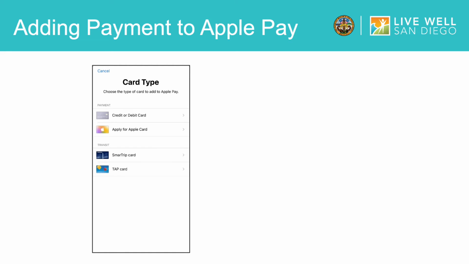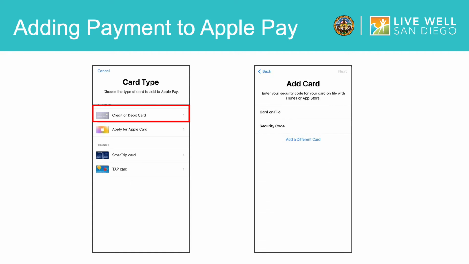The application will then ask you to select your card type. For the purpose of this video, I have selected credit or debit card. However, you can also add transit cards or apply for the Apple Card as well. After clicking on credit or debit card, you will then add the card number and security code of the card you are wishing to add on file. Then you will click on Next in the upper right-hand corner. If you wish to add a card other than the one on file, tap Add a different card.